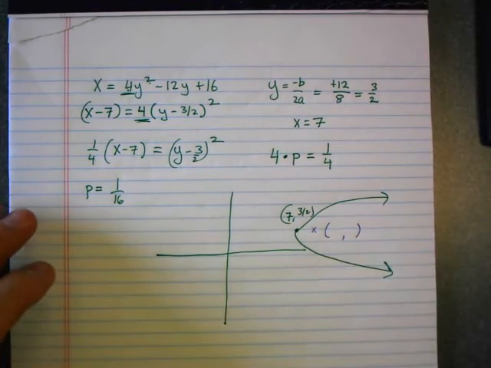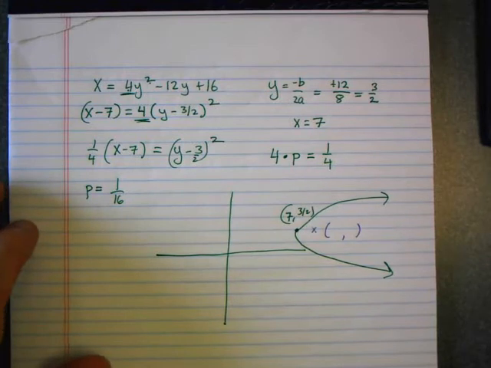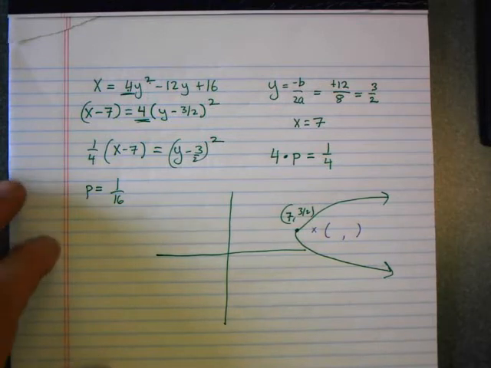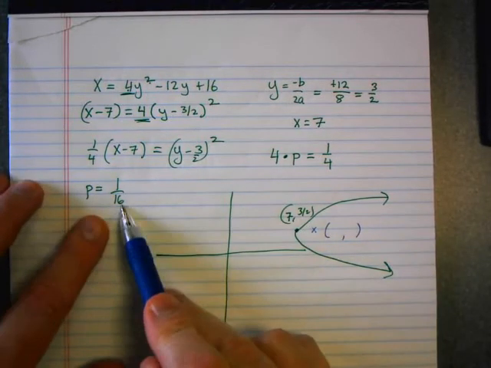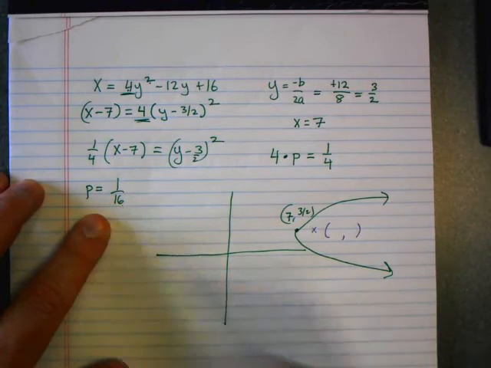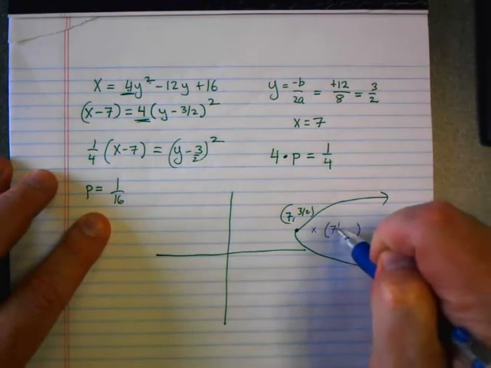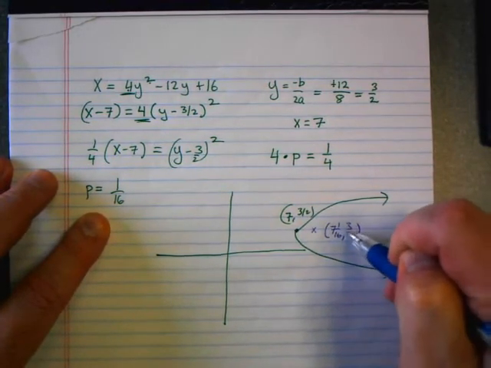So to get my focus, what do I do? Which way am I moving? Am I moving left or right, or up or down? Right. Moving right changes which values, x's or y's? X. So I should take 7 and add 1/16. So it should be 7 and 1/16, 3/2.